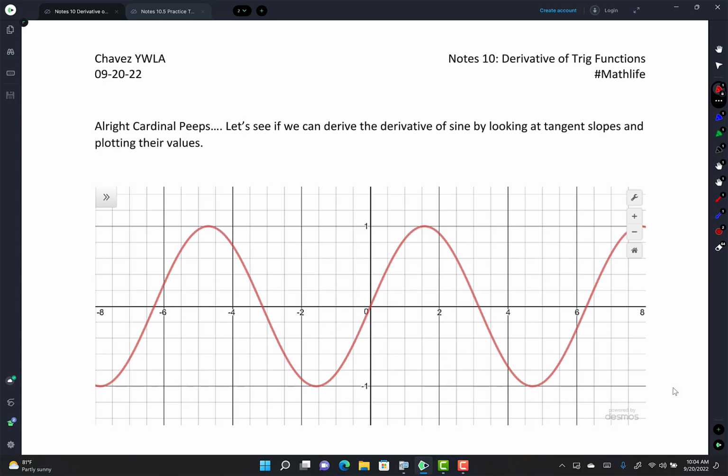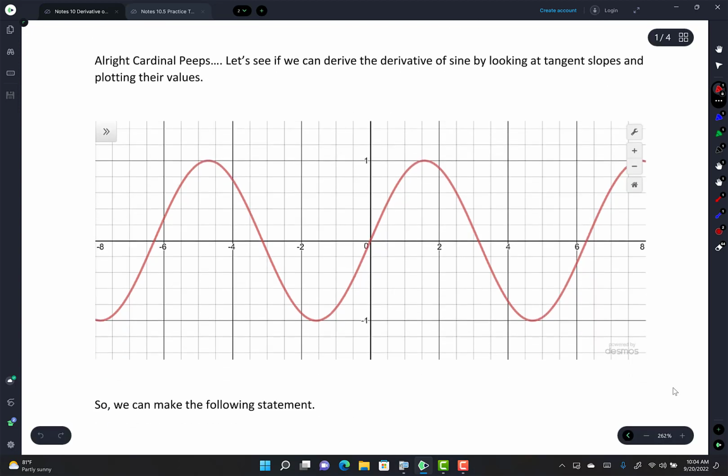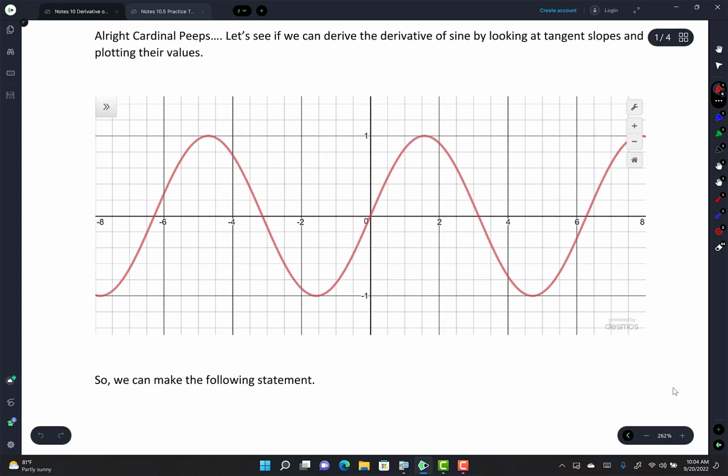Notes 10, derivative of trig functions. All right, I'm going to go slow, guys. You guys ready? What graph does this one look like? Yeah, it's a sine. It's going right through the origin. It's a sine graph. It is in terms of radians, but I should have put it in terms of the scale, like by pi over 2 or something, but that's fine. All right. So before I even start drawing the derivative of this graph, I want you to observe something.